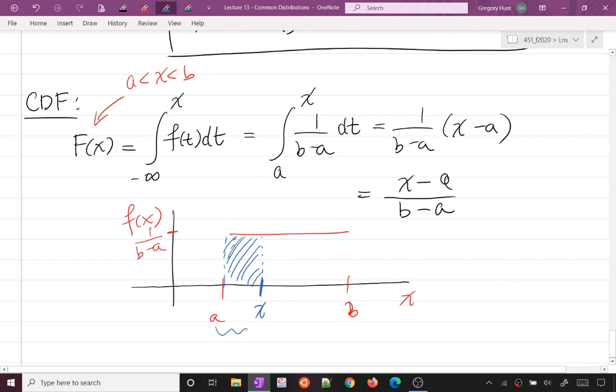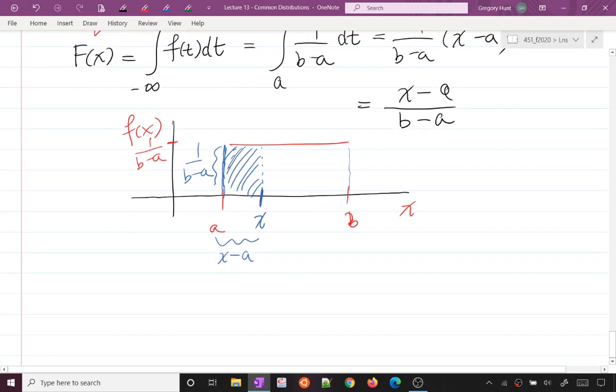And so on one side, the length of this box is x minus a, and on the other side, it's 1 over b minus a. And so the size of the box is the product, (x minus a) over (b minus a). Notice that when x is a, that is, we're all the way over here, it's 0. And when x is b, we're all the way over here, it's 1.